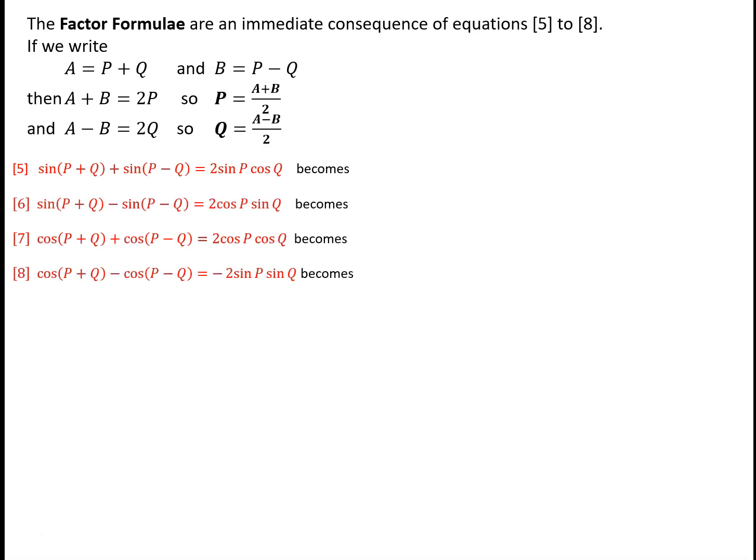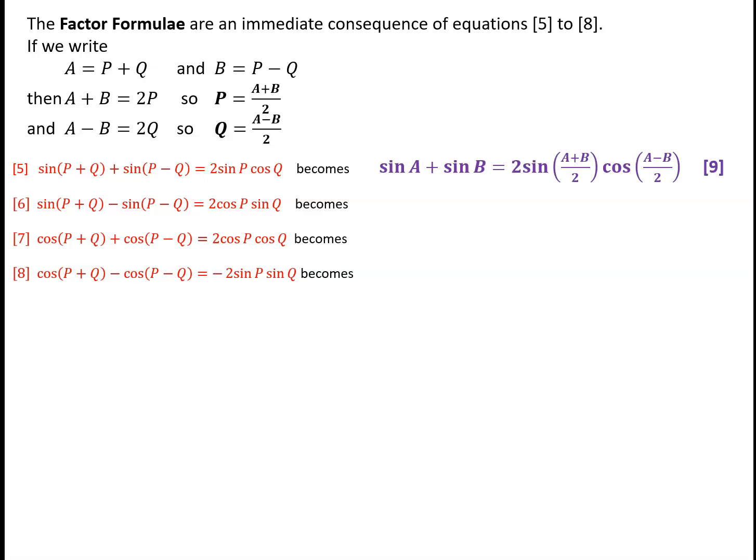So what's this do to the factor formulae? Well, equation 5, if I substitute for p and q, is going to become sine a plus sine b equals 2 sine a plus b over 2 cos of a minus b over 2.